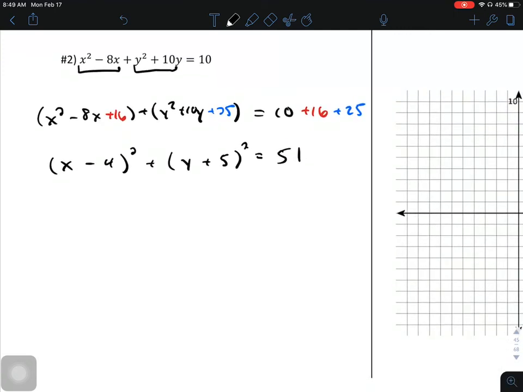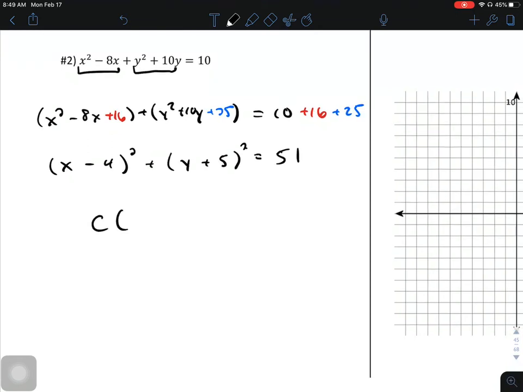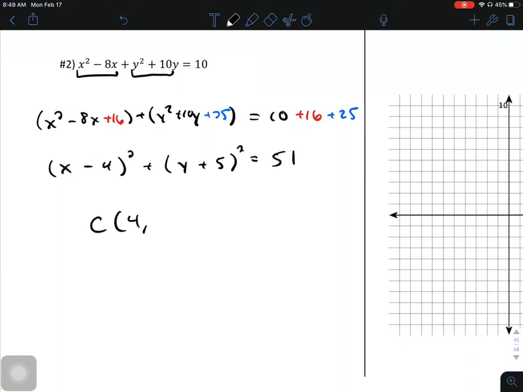The center, it's x minus a positive 4. And then it's y plus 5 quantity squared. That's the same as y minus a negative 5. The radius is the square root of 51. 51 is not a perfect square and has no square factors, so we cannot simplify it.